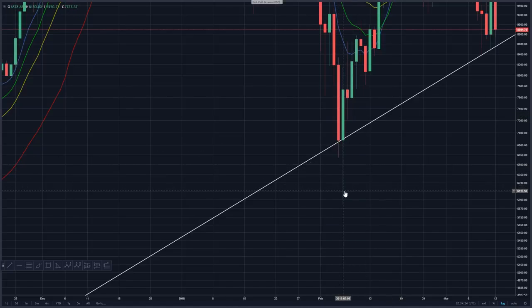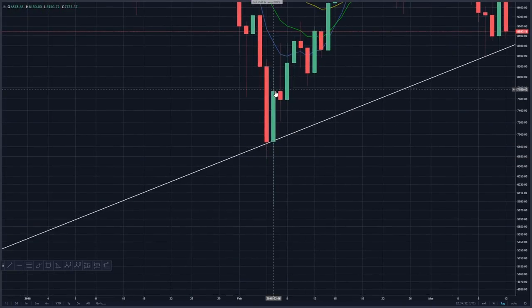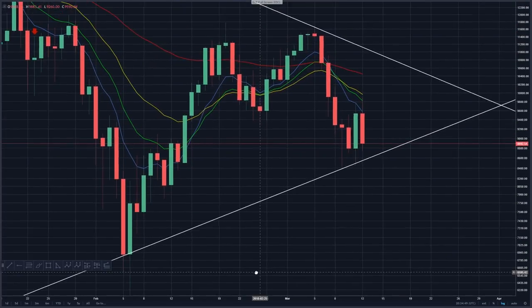How bad do you feel that this wasn't a candle? It was in fact a wick, and we finished the day all the way up here. That's what this candle is telling you: that the price at one point was as low as $5,900, but closed at $7,700. Don't be fooled by the price for a period of time within a day appearing above or below this trend line.